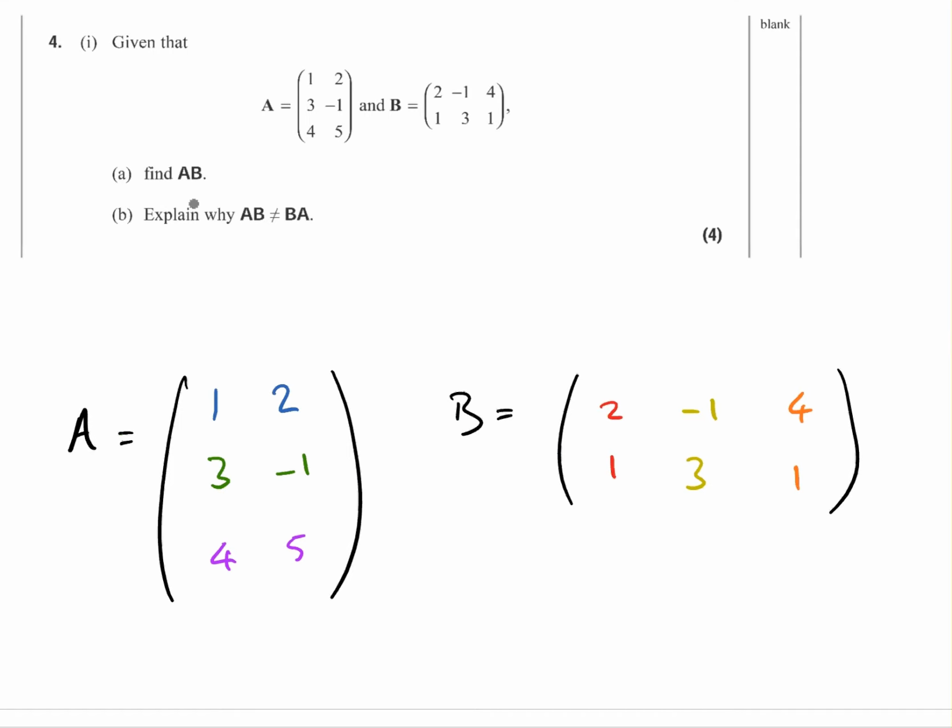This is just matrix multiplication, because remember, just like algebra, this is how we write matrices being multiplied together. We don't bother writing A times B, we just tend to write AB, just like we would in algebra, because it's two letters being multiplied together.